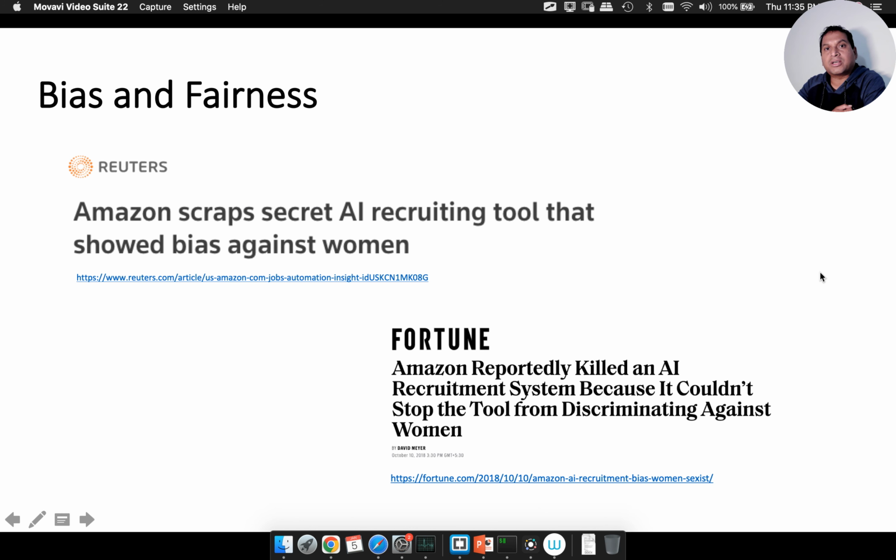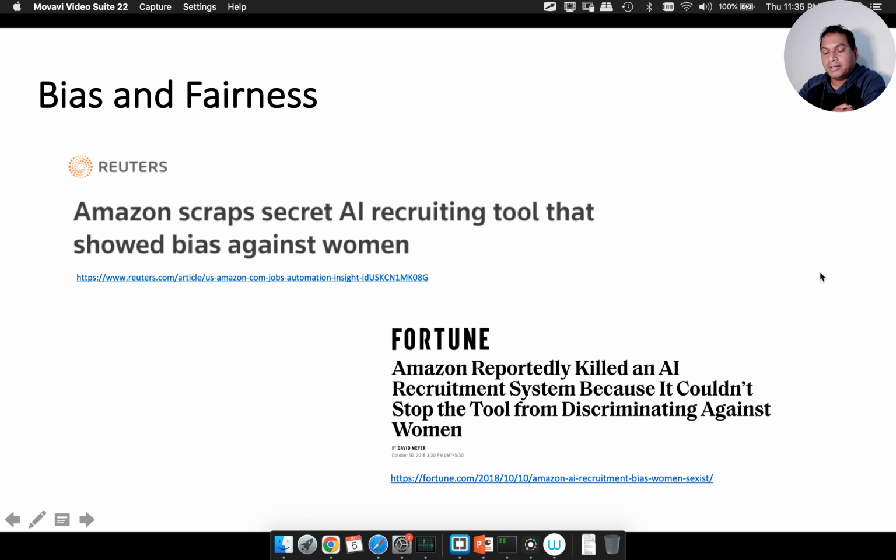And we need to capture that information so that it drives our model development and selection process. Bias and fairness is also an important aspect that needs to be understood at the time of problem formulation. There are instances where organizations have built and deployed models which showed significant bias against a particular gender or race or color.